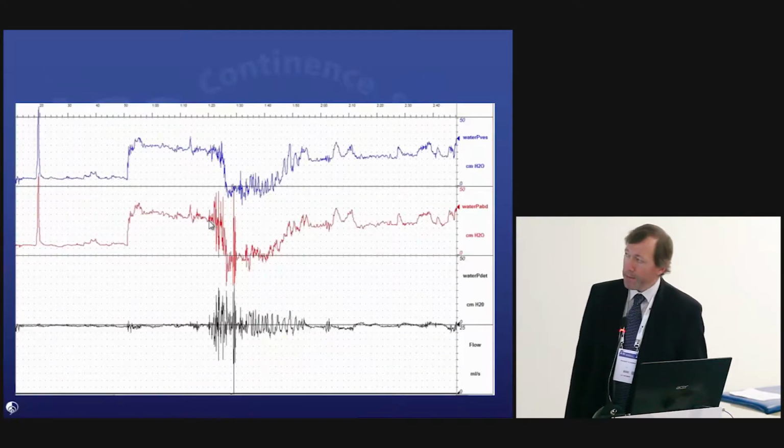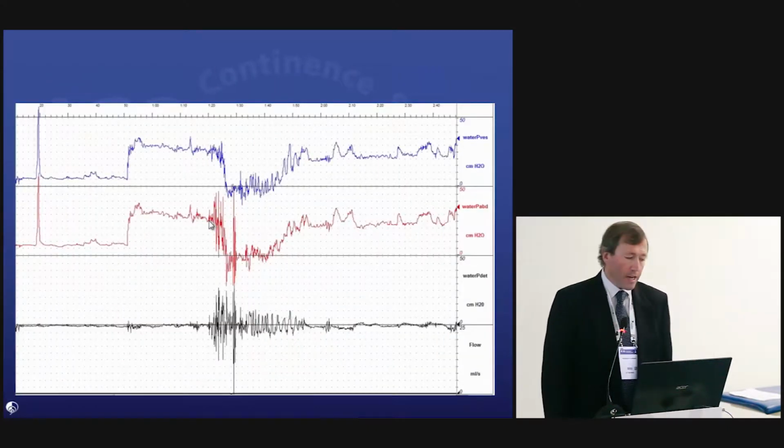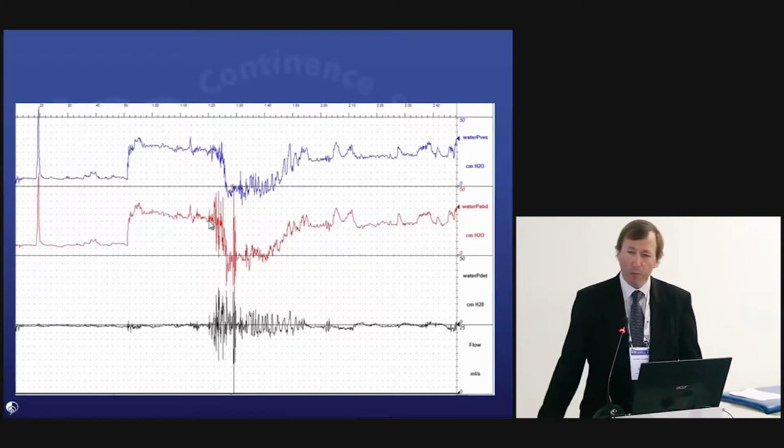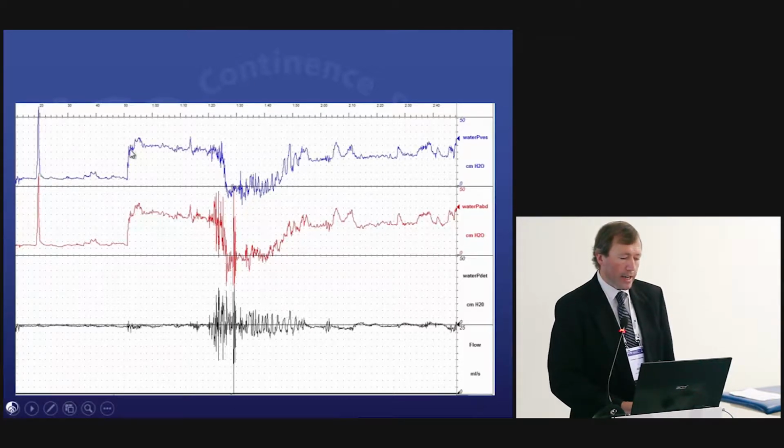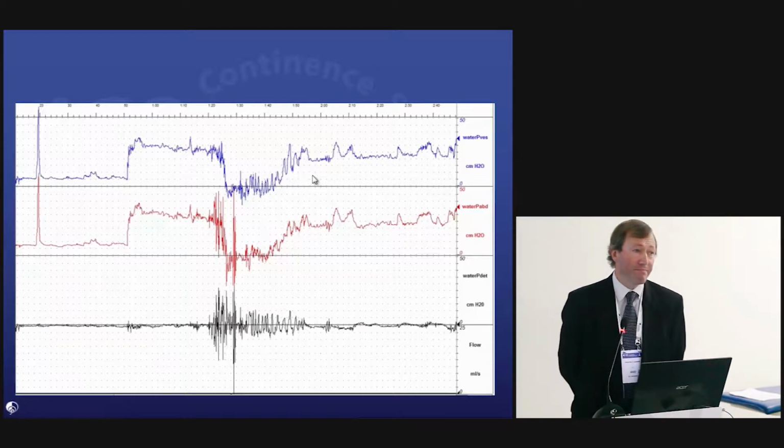Different artifact this time. The cough at the beginning of this trace shows you that transmission is great. So what's happening? We've got an equal rise on both lines, and then an equal fall on both lines, and then a steady rise on both lines. They're reflected on both abdominal and vesical traces. What's going on?